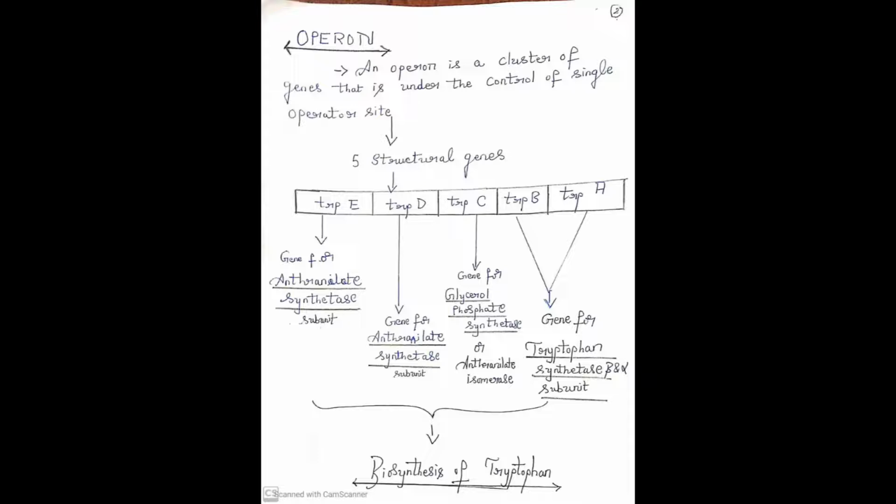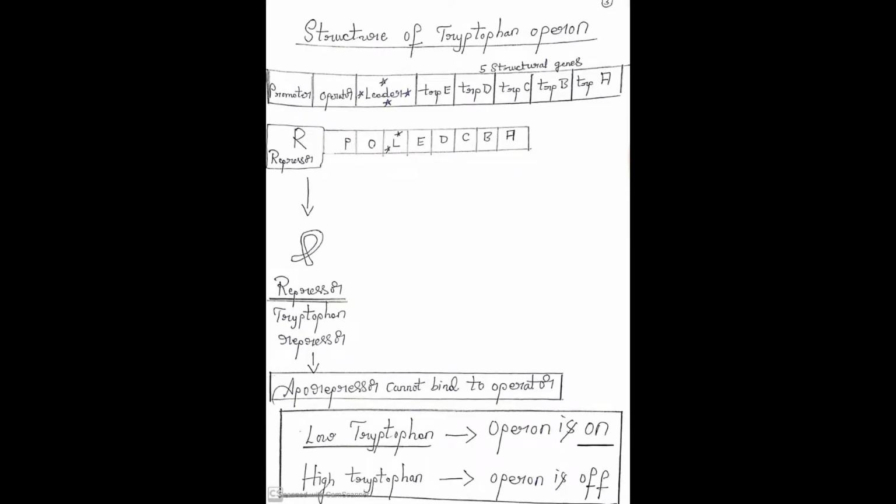So now we understood both the words, tryptophan and operon. Tryptophan is an amino acid, and the operon has 5 structural genes required for the synthesis of tryptophan. Now we'll study the structure of the tryptophan operon. We already know the operon has 5 structural genes, then operator, promoter.